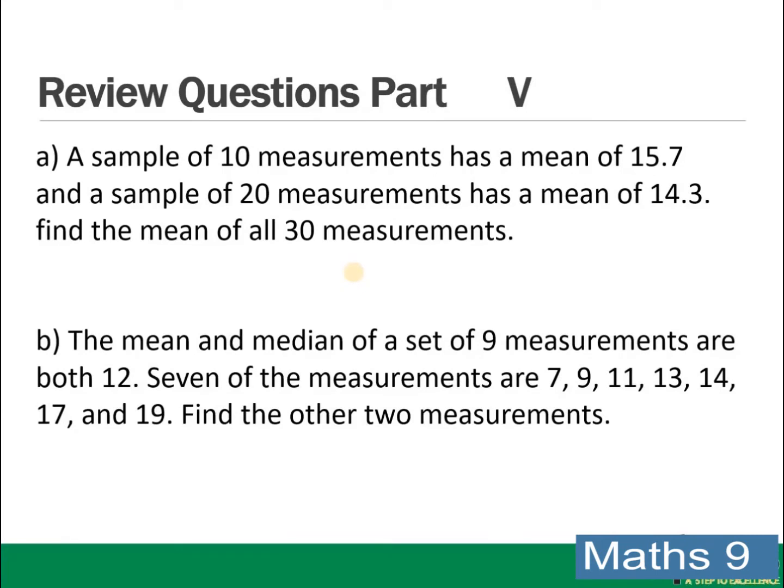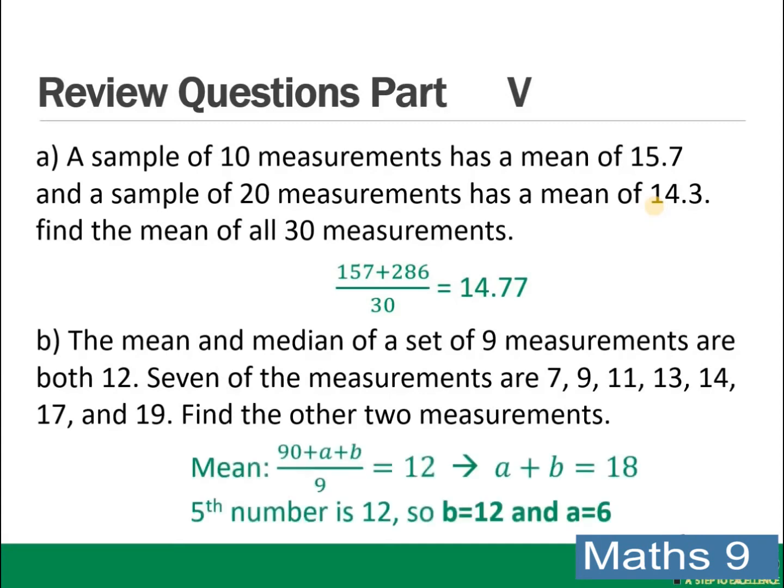Here are the answers. For part A, we want to find the sum of the original 10 and the sum of the next 20 and add those together and divide by 30. So we get 157 plus 286 divided by 30, which is 14.77.